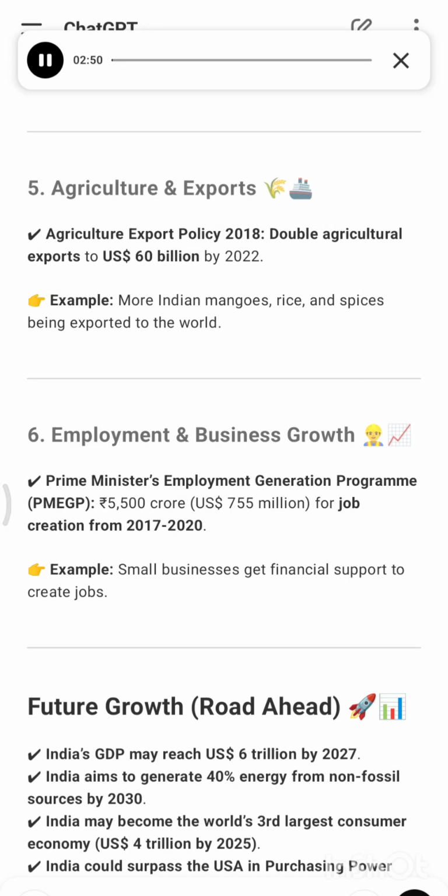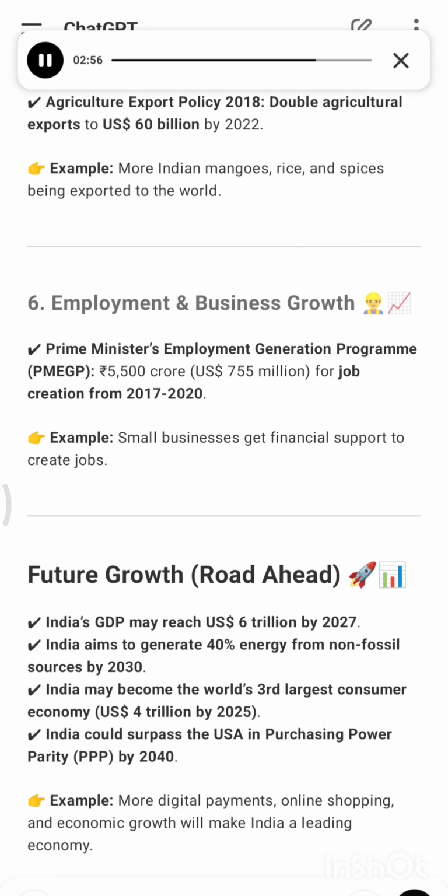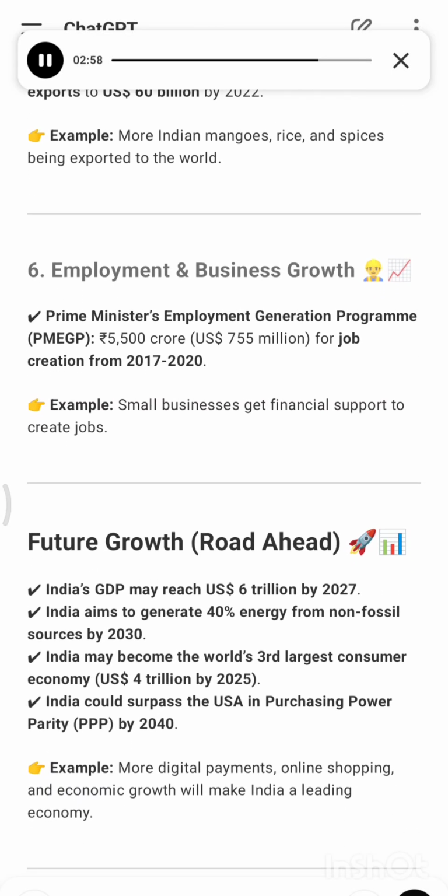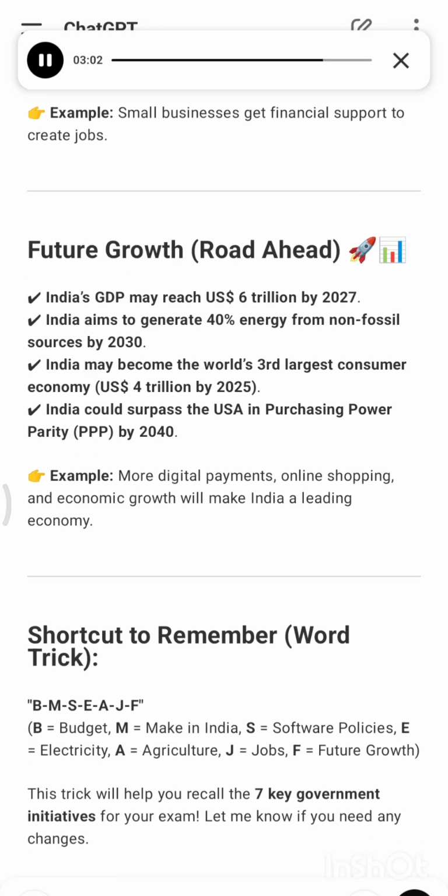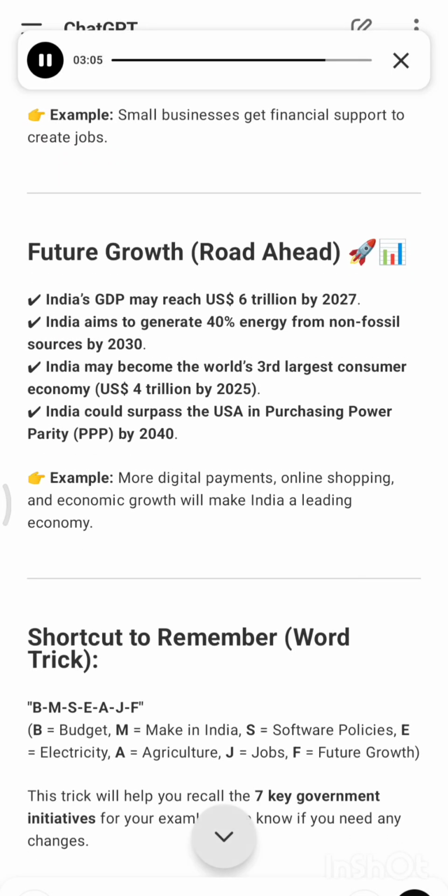Future growth, road ahead. India's GDP may reach $6 trillion by 2027. India aims to generate 40% energy from non-fossil sources by 2030. India may become the world's third largest consumer economy, $4 trillion by 2025. India could surpass the USA in purchasing power parity by 2040. Example: more digital payments, online shopping, and economic growth will make India a leading economy.